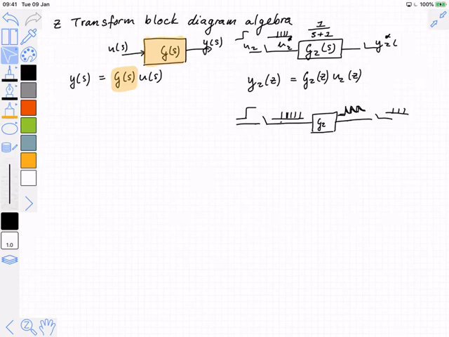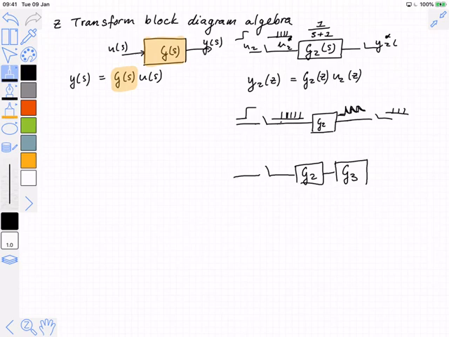Let's introduce a third transfer function into the mix now. So if we consider a new situation where we have two transfer functions in series, two continuous transfer functions in series, and we do the same thing.